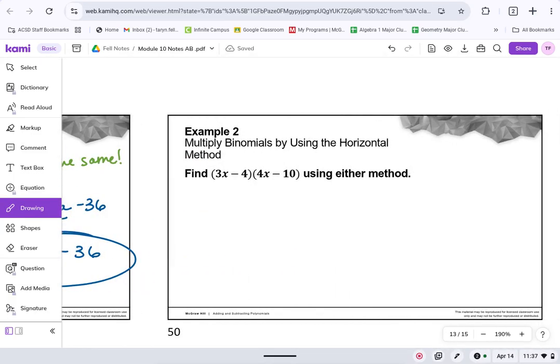I'm going to do the same thing on slide 50. This time, everybody needs to pause the video. I would like you to try it on your own. And then hit play when you're ready.